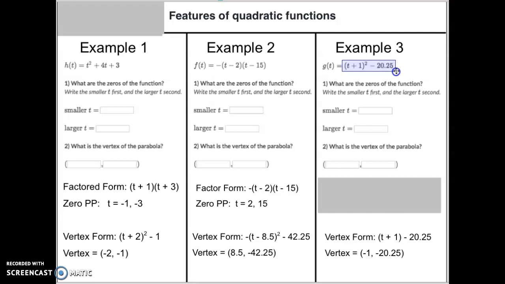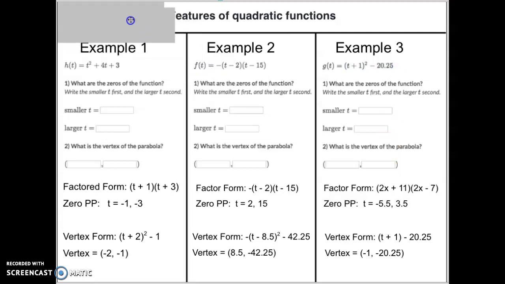So from there, you'd want to use diamonds and rectangles. And when you use your diamonds and rectangles, you'd get back to your factored form, which would be 2t plus 11 and 2t minus 7. From here, you can get your zero property product, so -5.5 for this one, and using zero property product get +3.5 for this one. So this obviously becomes your smaller t value, and this becomes your larger t value.